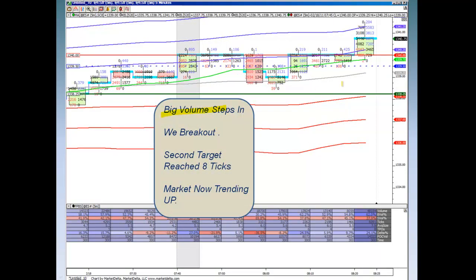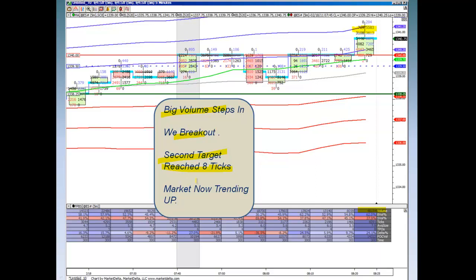Big volume steps in, and that is always wonderful when that happens. So we get a breakout. Now things really start to crank, and look at what volume does to price. 48,000 comes in, and wham, 1, 2, 3, 4, 5 tick extension. I hit my target of the first standard deviation, the second standard deviation. I'm out, and it exceeds it by one more. So my second target is reached, and I have 8 ticks out of that target.